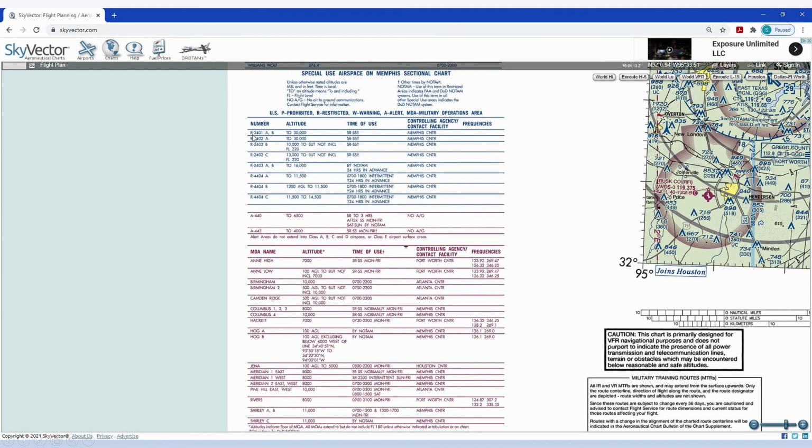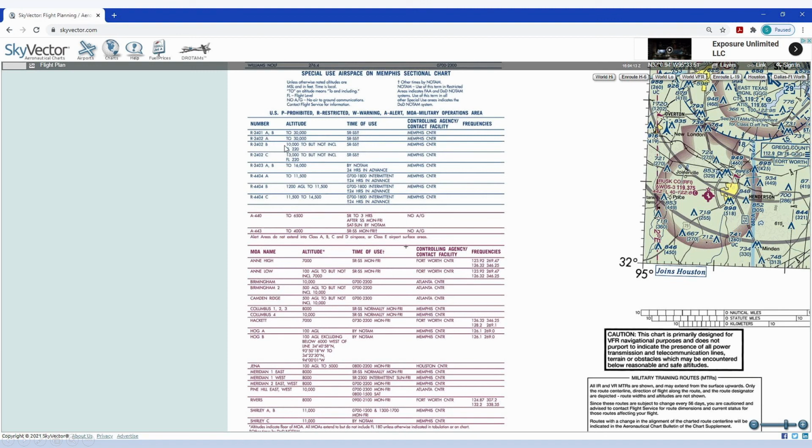So for restricted area 2401A and B, that goes from the surface to 30,000 feet MSL. And time of use, SR to SS, is sunrise to sunset. And then in the real world, you'd contact Memphis Center to find out if it's active or not.